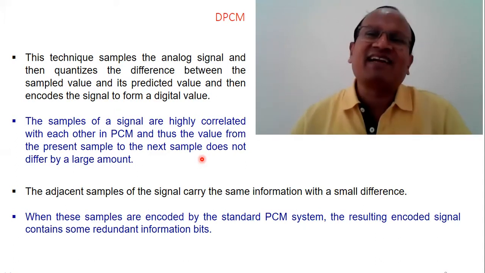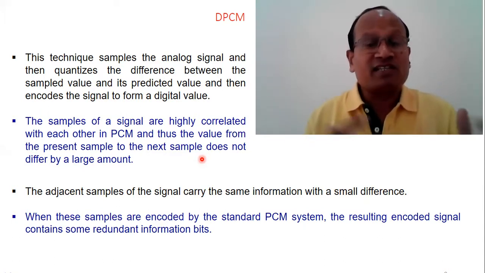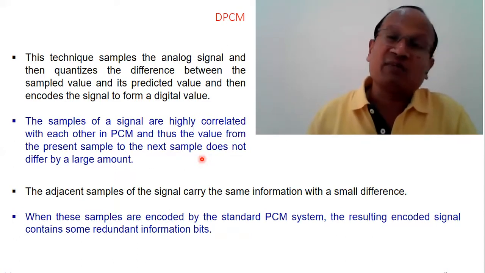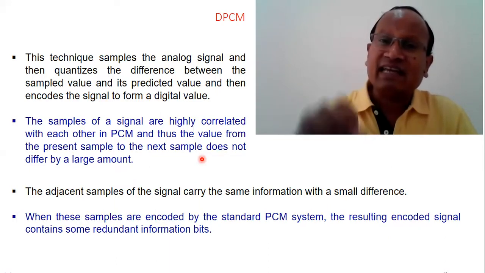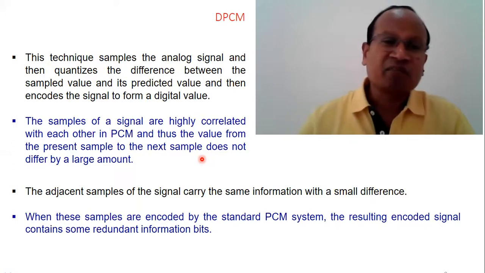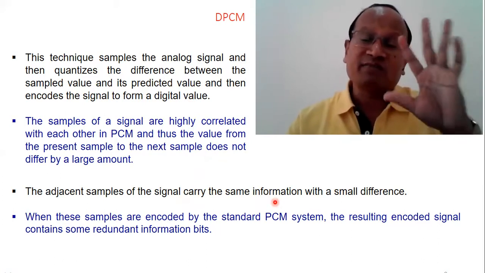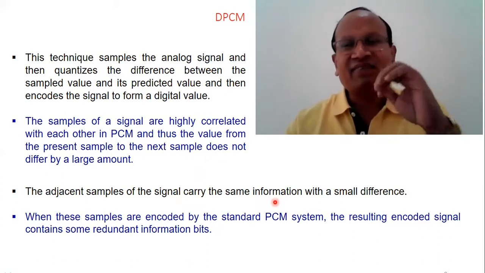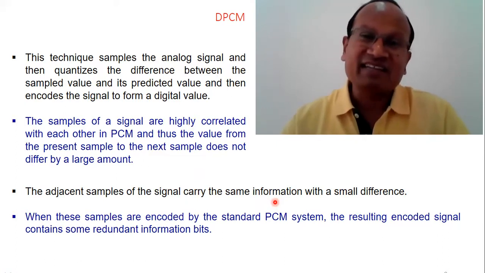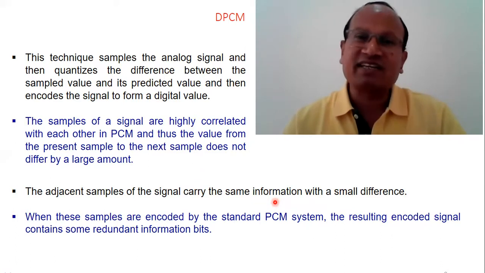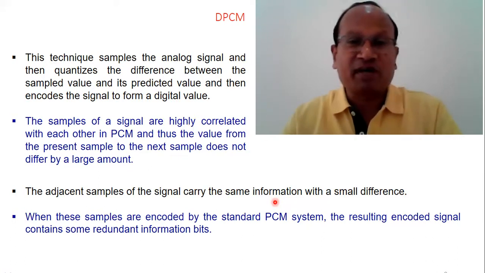If there is no difference, we'll not send anything. It means for the previous sample which was communicated, the system will assume that this is the same bit pattern which will be communicated, and it will automatically transmit the bit pattern which was recently transmitted. So the adjacent samples of the signal carry almost the same information if the difference is very small. Is it clear? If the difference is very small, almost the same information will be carried by the next sample whose difference from the current sample is very small. That is the fundamental principle of DPCM.